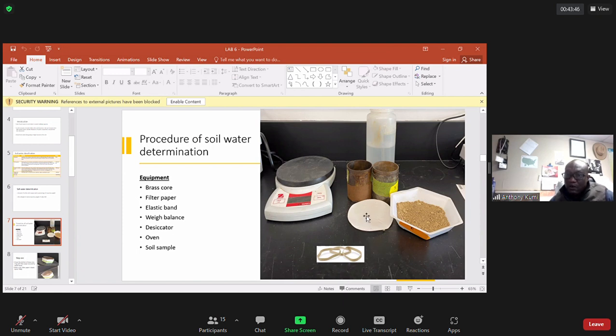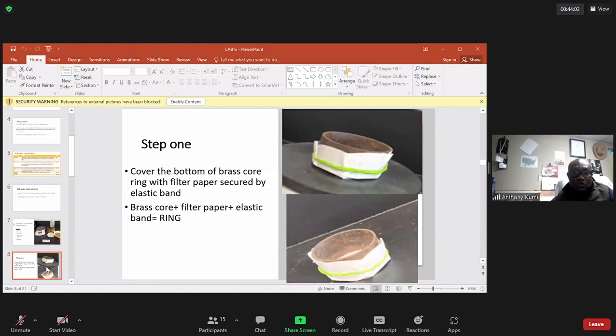The rings are open at both ends. So what we do is we use the filter paper to cover one end of the ring, making use of the rubber band to hold it together. Okay. So once you do that, it becomes something like this. So this becomes the ring. You take the weight from the scale.